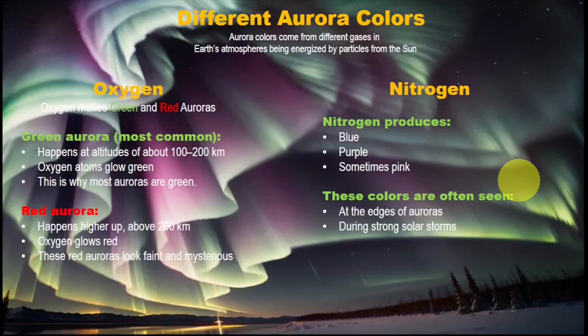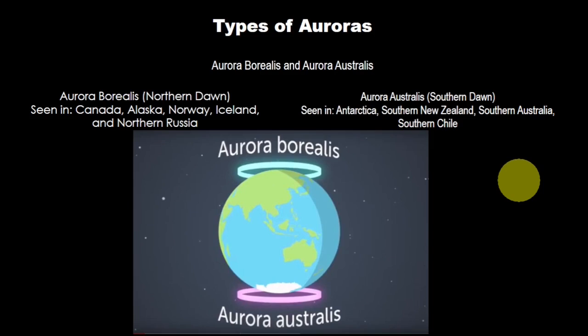So these are the colors I've just described now. The beautiful colors, very beautiful colors. Now, types of aurora, we have two types of aurora. We have the aurora borealis and we have aurora australis.